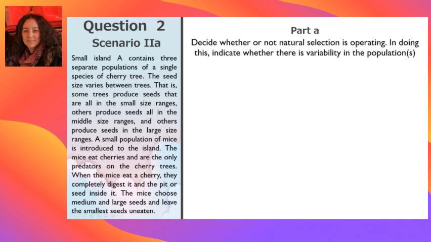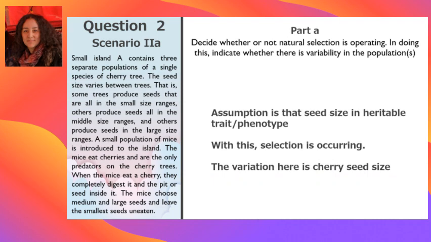So again, we're going to decide whether or not natural selection is operating and is there variability in the population. So we're going to make the same assumptions here as we did for the last scenario, that seed size is a heritable trait or phenotype. And this would mean selection is occurring because we are selecting against the medium and the large phenotypes. So variation here is cherry seed size.